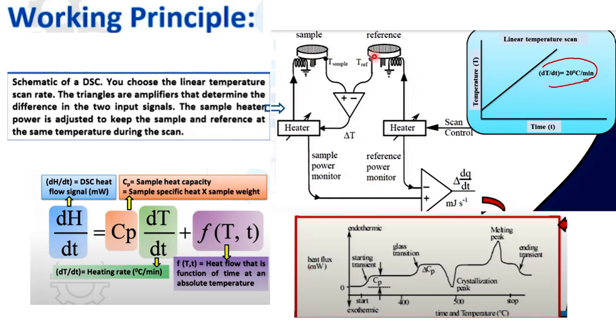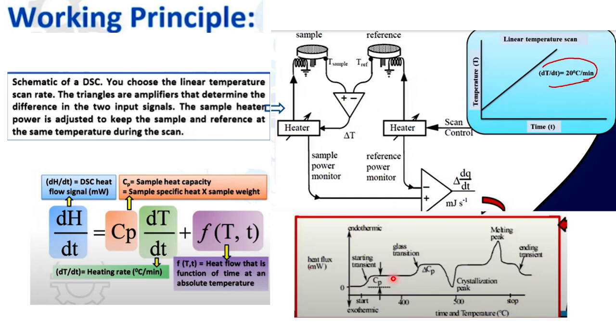So this is the sample, this is the reference. The first one is the heater that is providing heat to the sample. There is another independent heater that is providing the heat to the reference, and this is basically an amplifier that is also required to measure the heat difference. And you may scan the temperature in a linear fashion. So you are increasing the temperature at a specific rate, it may be 5 degree or 10 degree or 20 degree, and with the increment of temperature, depending on different physical phenomena occurring in the sample, we will get different transitions.